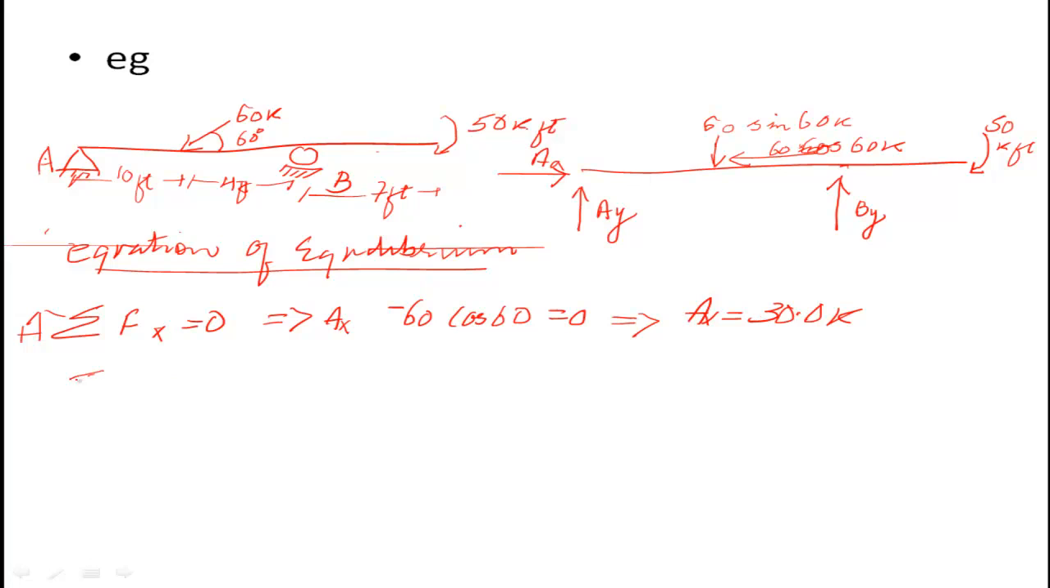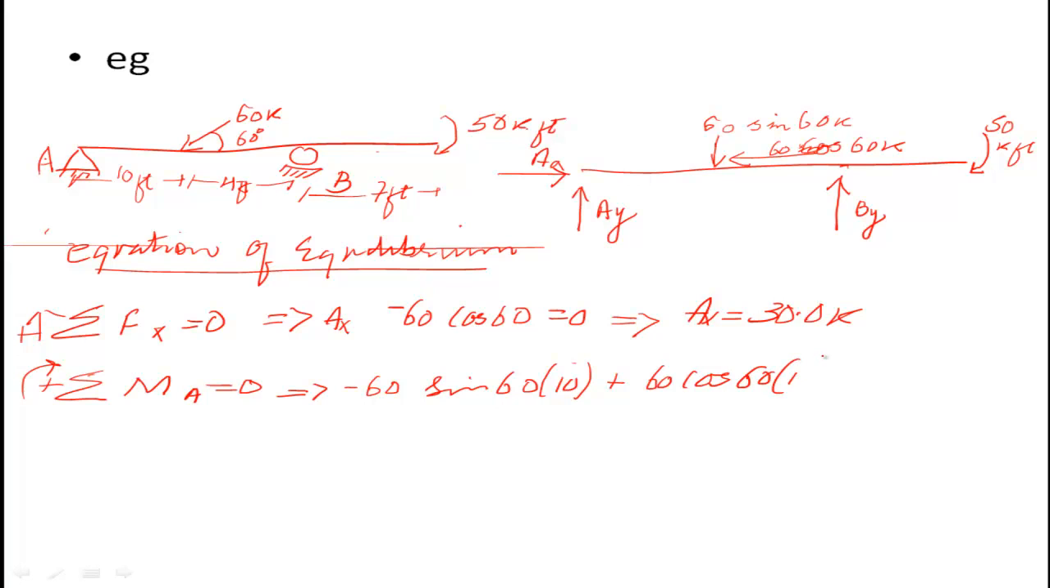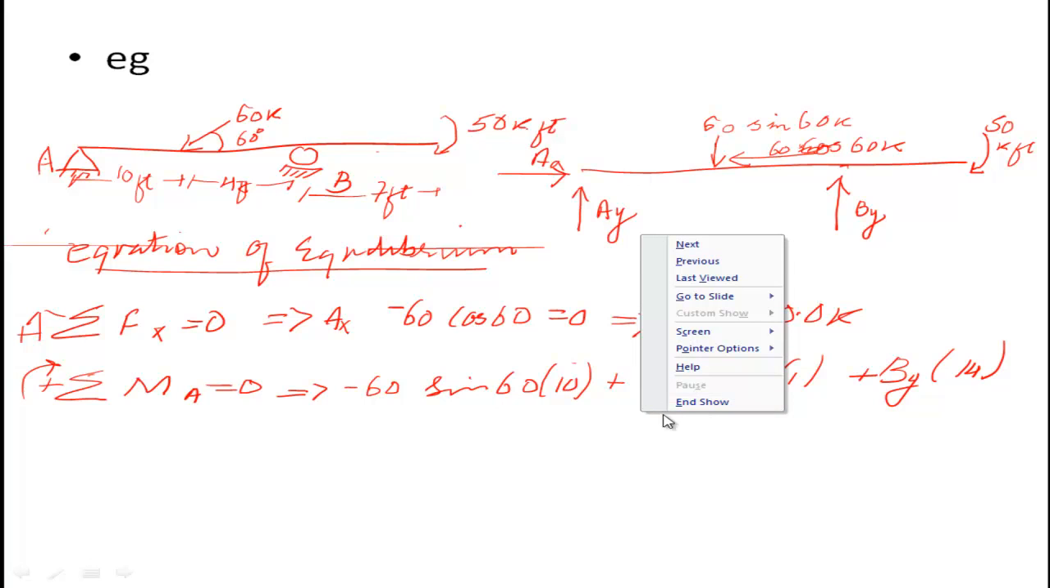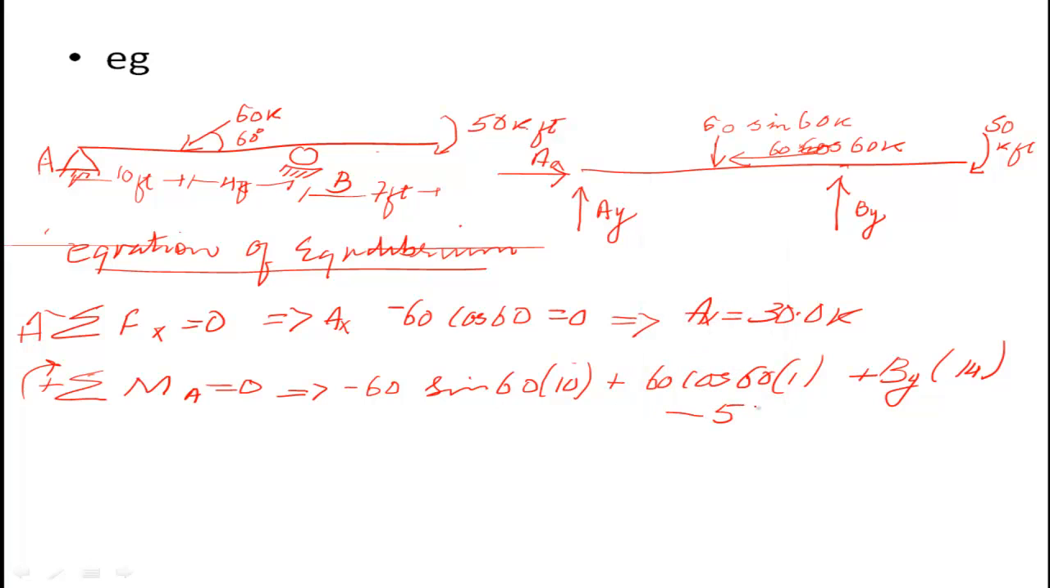And then we have summation of moments at A, where this is the positive direction, equal to 0, which after solving gives minus 60 sine of 60 multiplied by 10 plus 60 cos of 60 multiplied by 1 plus By multiplied by 14 minus 50 is equal to 0, which gives By is equal to 38.5k.